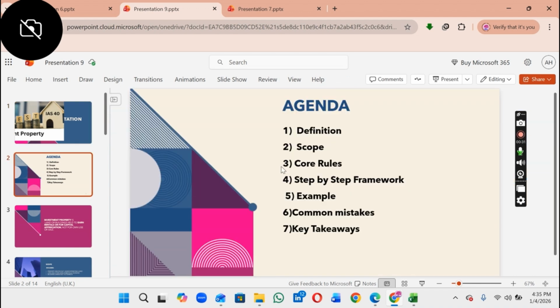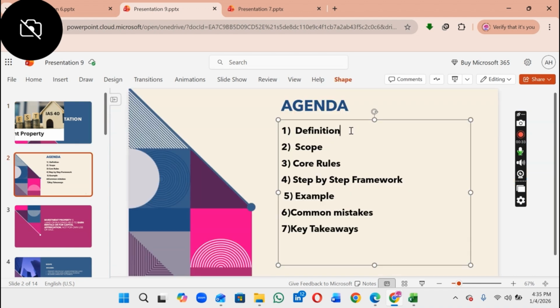Okay, let's start with our agenda. In today's lecture, I will be covering the definition related to IAS 40, the scope, like what it covers, what it excludes, the core rules, which include recognition, measurement, presentation, disclosures, and the step-by-step framework, one short and simple example, common mistakes, and key takeaways.